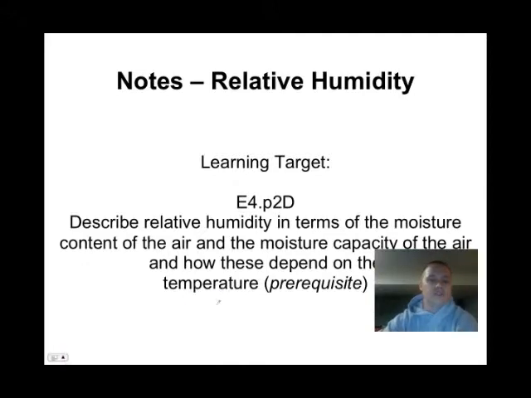Alright, currently you're watching video E4-p2.10, which is going to be the notes on relative humidity. The learning target for this is going to be talking about relative humidity in terms of the moisture content in the air and how much moisture the air can actually hold depending upon the actual temperature of the air.